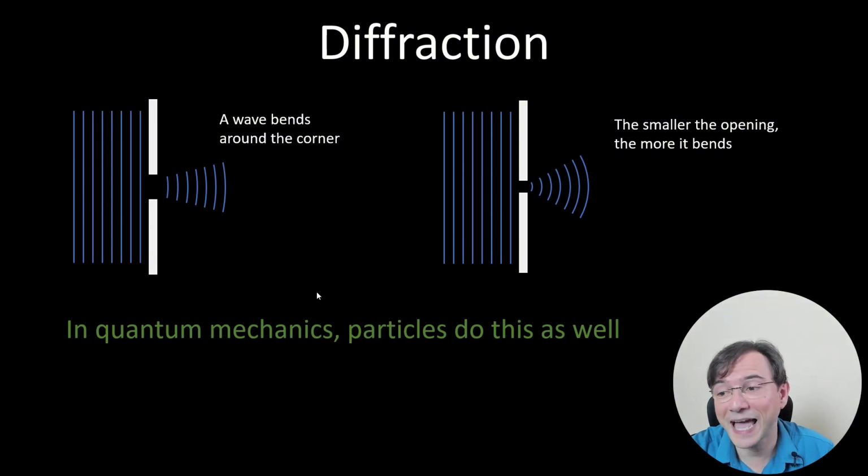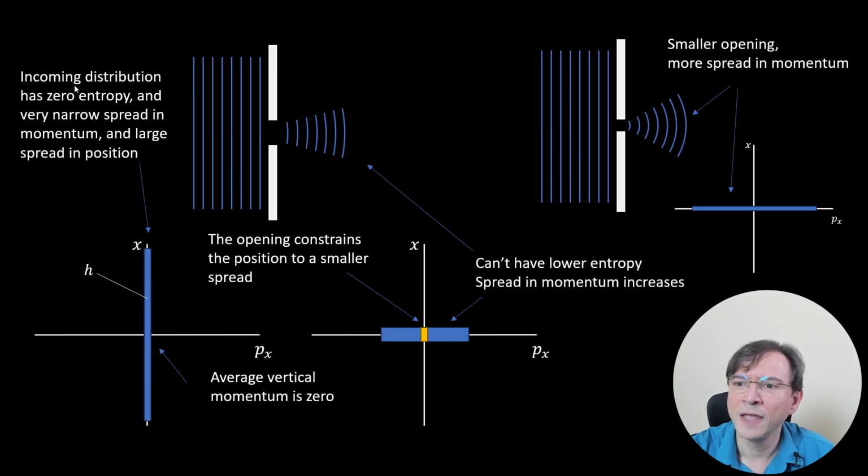And what happens in quantum mechanics is that particles do this as well. And so we have this phenomenon of diffraction for quantum particles. So can we find a similar thing in classical mechanics given what we have seen before? Well, again, suppose that now we don't really have a wave, but we have an incoming distribution that has zero entropy, and the spread in momentum is very narrow, and it's centered on zero because this is the momentum in the x direction. So we're not going to go up, or we're not going to go down, we're just going to go in this direction.